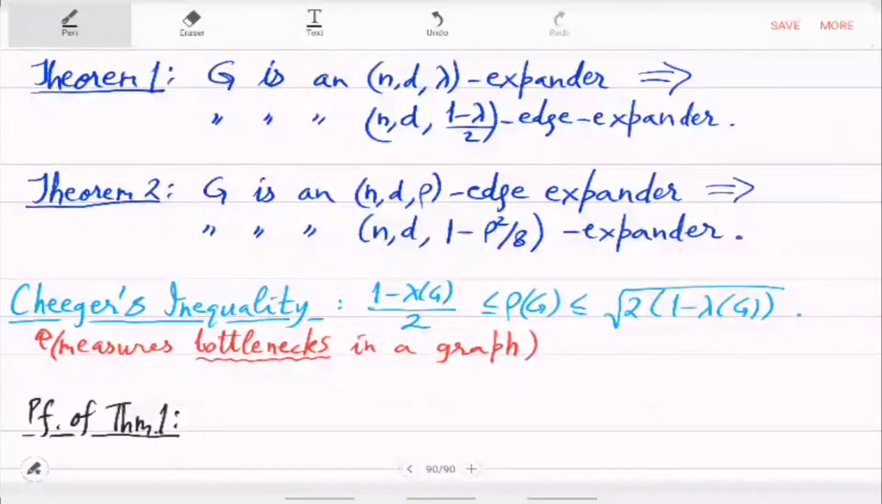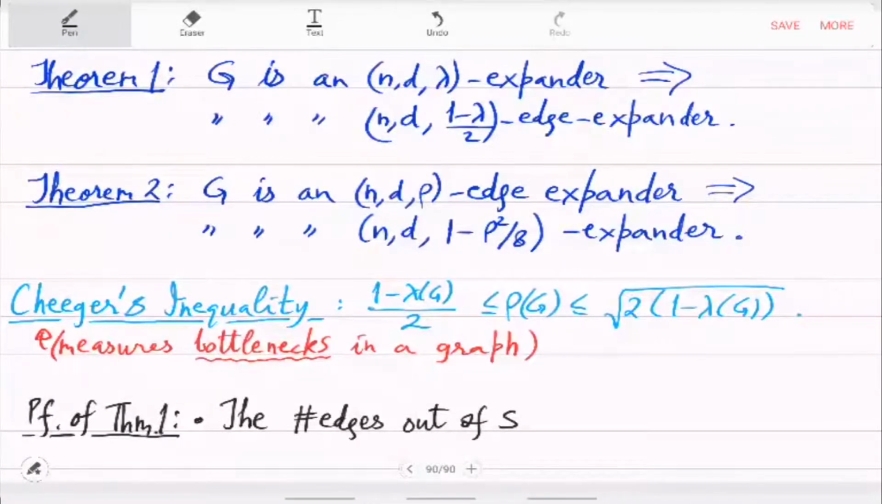So the number of edges that go out of S, we want to estimate that, right? So you are assuming that G is a given d-lambda expander, so the second largest eigenvalue is smaller than lambda in magnitude. From this you want to deduce that if I take a subset S in the graph, how many edges are going out? So for that actually we will consider a function.